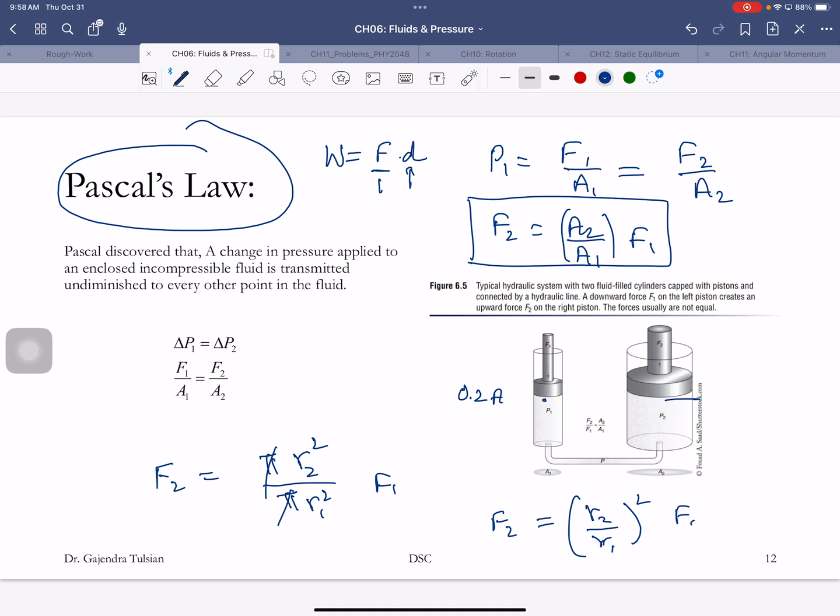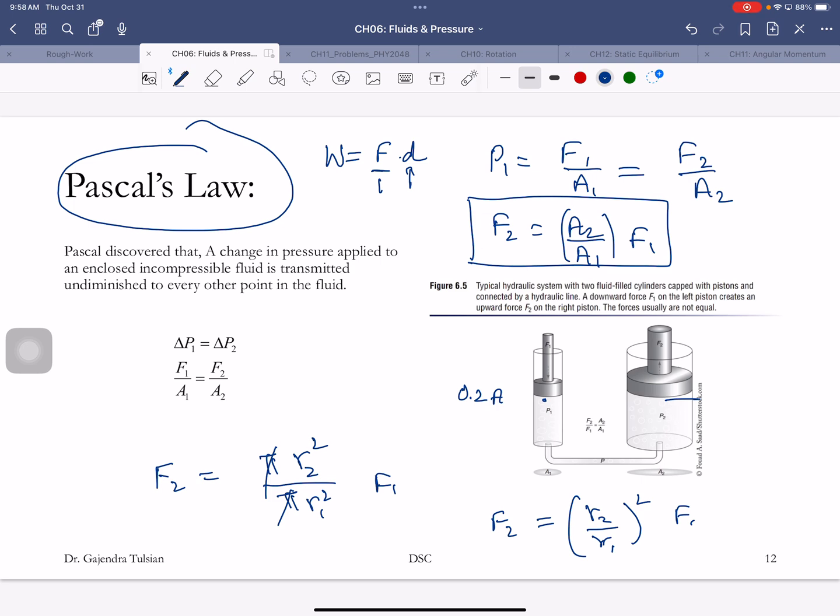Okay. So if the force gets multiplied by a factor of 25, the distance gets multiplied by the inverse of 25. So if the output force is 25 times greater, the input distance has to be 25 times greater. So to move the patient 1 inch, you have to pump 25 inches. Okay, so that's what's going on.